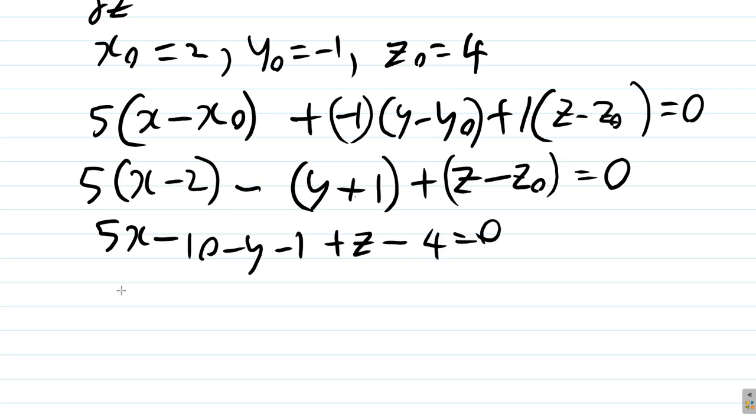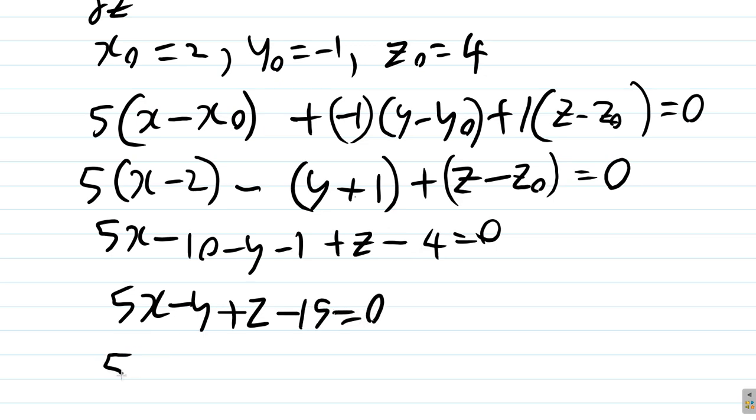So this would be now 5x minus y plus z, minus 10 minus 1, that's minus 11, minus 4 is minus 15, equals 0. So you could write it as 5x minus y plus z equals 15 then. Okay, so that's what we have there.